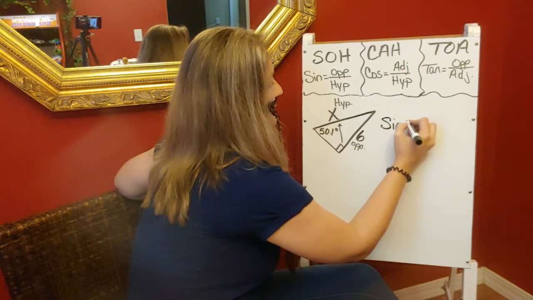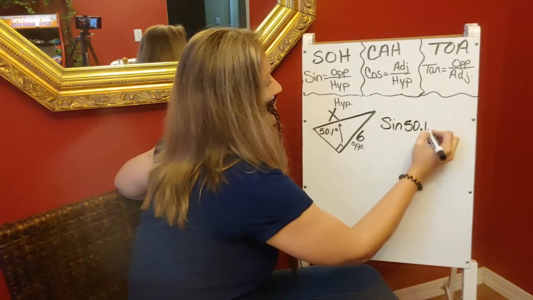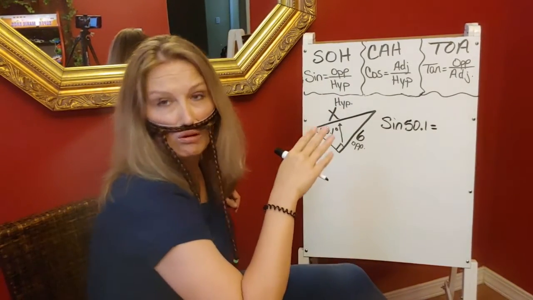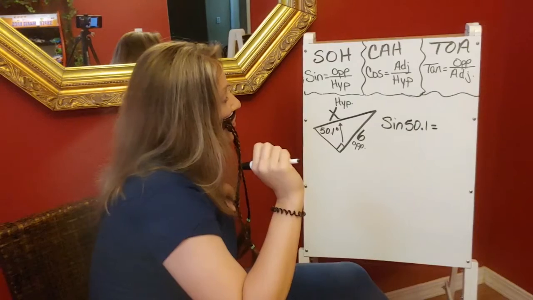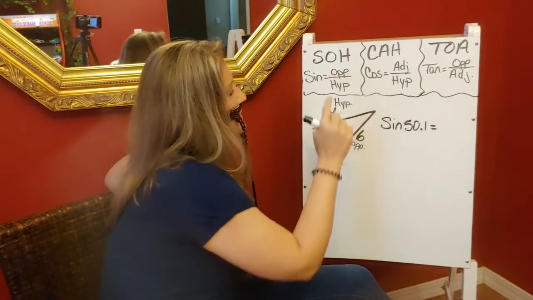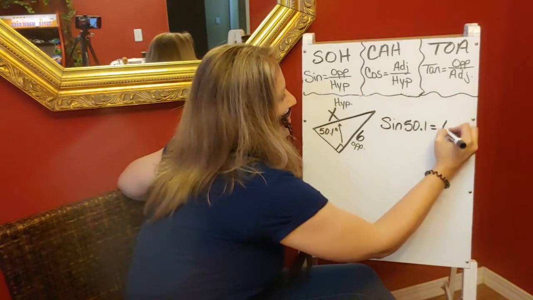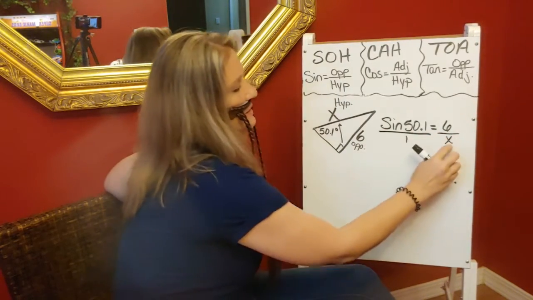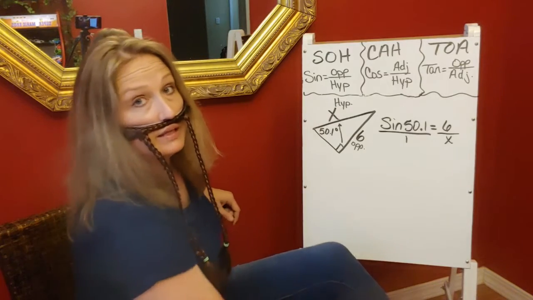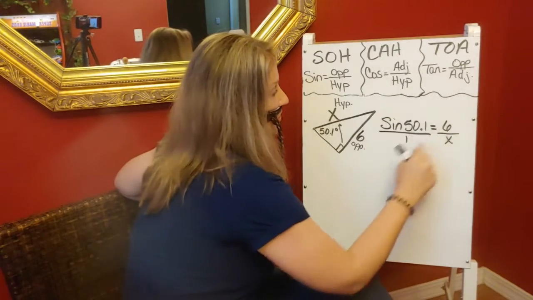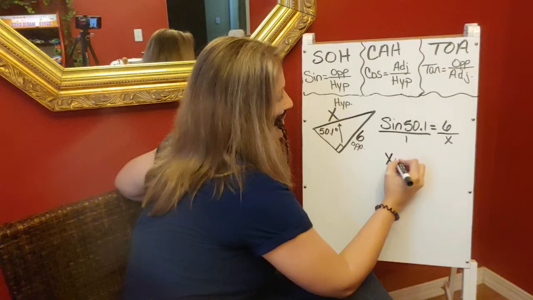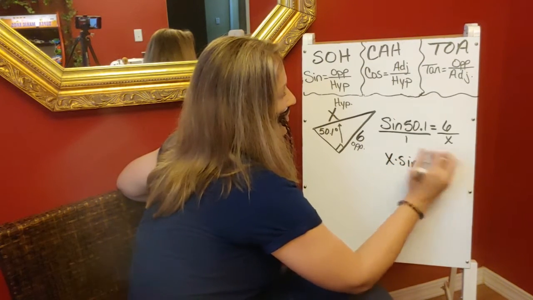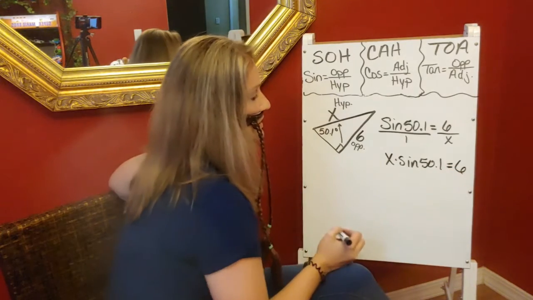And you'll notice that my degree measure is a decimal. That's okay. Just write it in. It's fine. All right, so sine of 50.1. I'm going to do the opposite side, which is 6, over my hypotenuse, which is x. Since x is in the bottom, I know my last step is going to be division. I'm going to cross multiply: x times the sine of 50.1 equals 1 times 6, which is just 6.